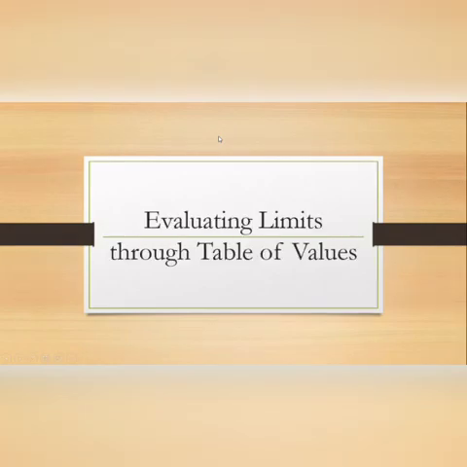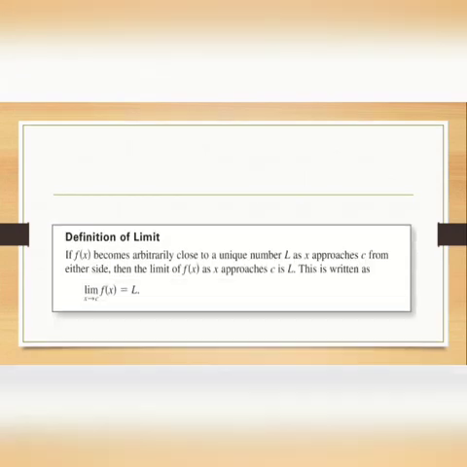Evaluating limits to table of values. So we are going to review the definition of limit, where it states that if f of x becomes arbitrarily close to a unique number L as x approaches c from either side, then the limit of f of x as x approaches c is L. This is written as limit of f of x as x approaches c equals L. F of x is the function, c here is a constant number, and L stands for limit.